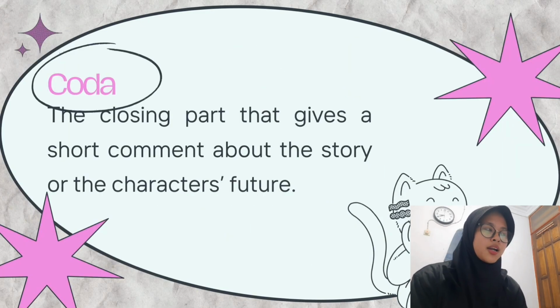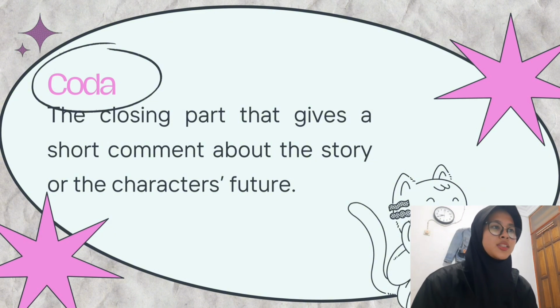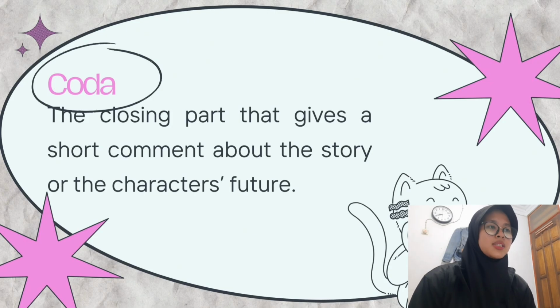And the last part of the narrative text structure is the coda. The coda is the closing part that gives a short comment about the story or the character's future. So this coda can be stated in only one paragraph, and it is located in the last paragraph.